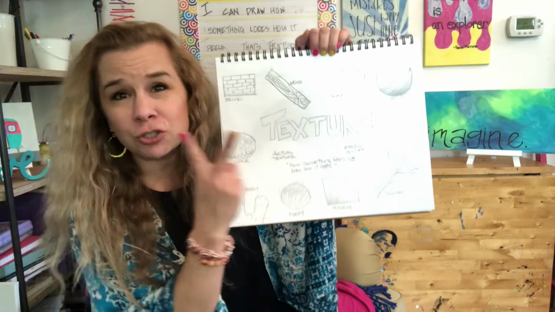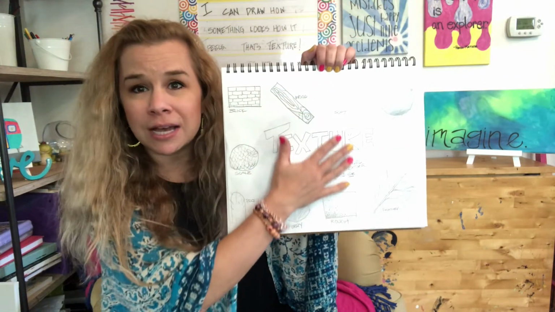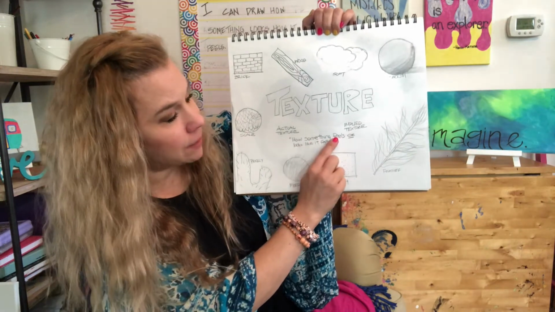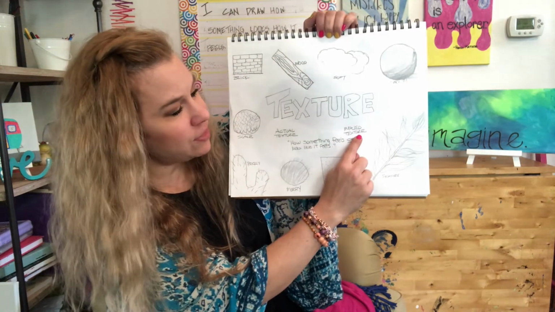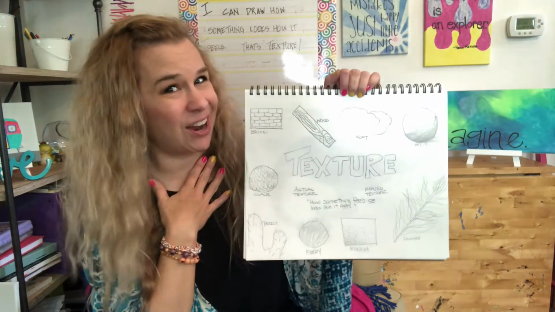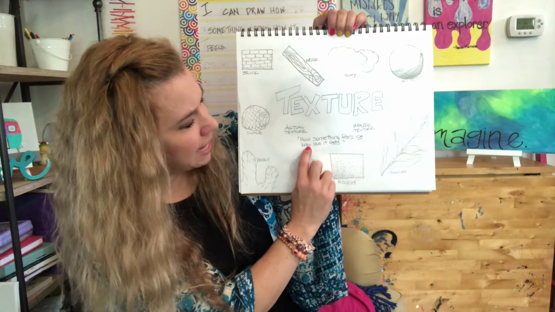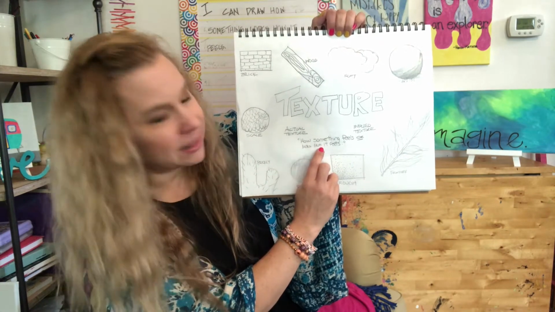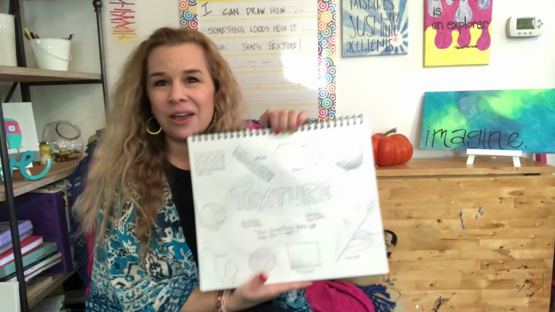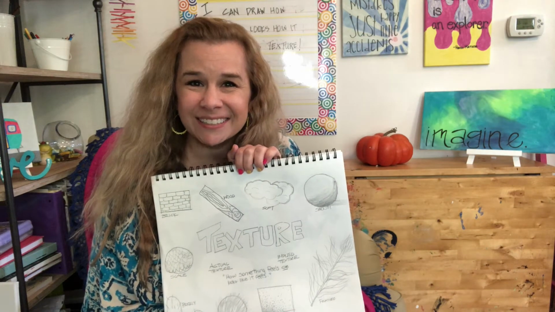So texture has two meanings. One is the actual texture. So if you were to touch something, it's how something feels. And then there's something called implied texture. Implied texture is what us artists use, so you and me, and that's what we draw. It's how it looks like it feels. So today, we're gonna draw how something looks like it feels.